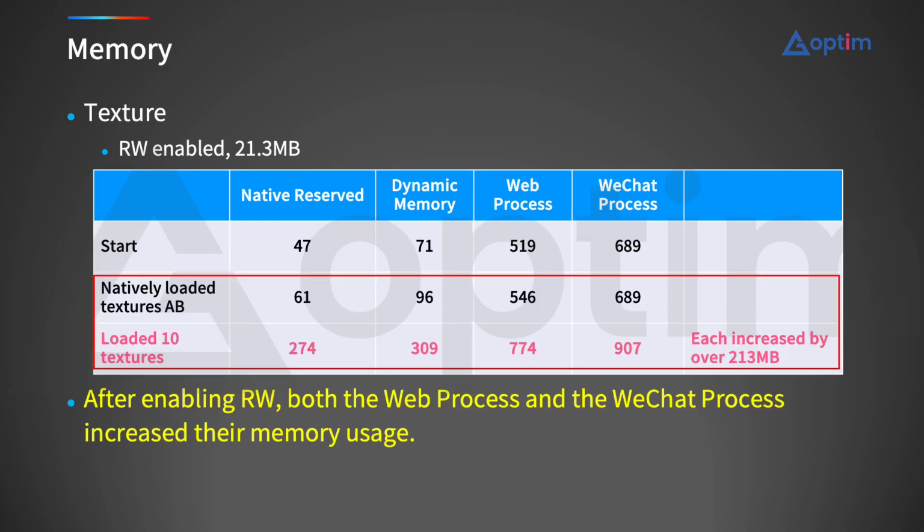Next, we loaded textures with RW enabled. For each set of 10 textures loaded, memory usage increased by about 213 megabytes. We can see that with RW enabled, memory is allocated to both the CPU and GPU, much like resource management in an app. The CPU part corresponds to the web process, while the GPU part corresponds to the WeChat process. Therefore, enabling RW for textures in WeChat minigames can affect memory usage and potentially lead to crashes.